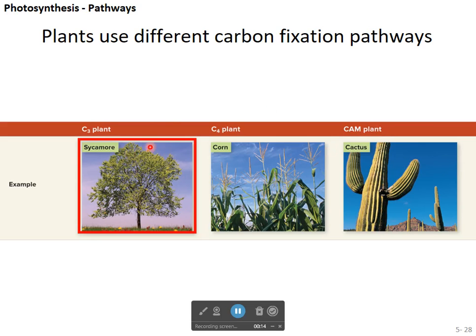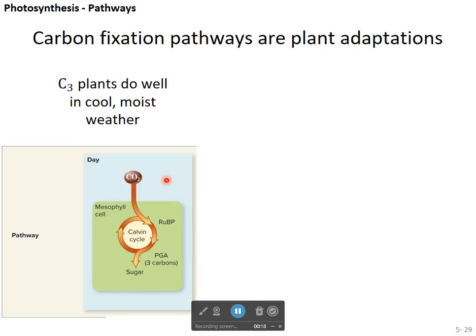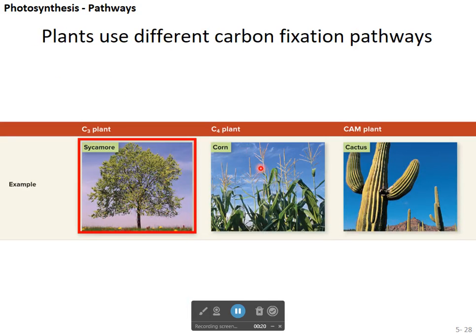C3 is more of a temperate plant that's like our trees, like a sycamore tree here. And the C4 plants, it's more like a corn plant. So corn can live in big fields exposed to the sun, so it's more used to drier climates. And the CAM plants, it's desertic plants. So those C4 and CAM will do something different from C3.